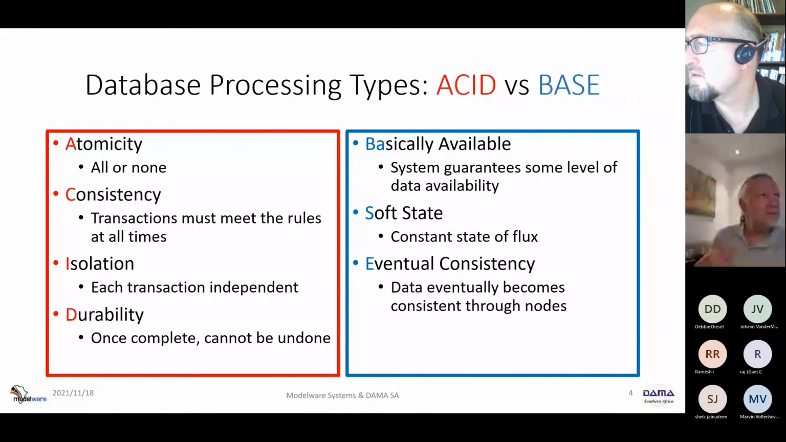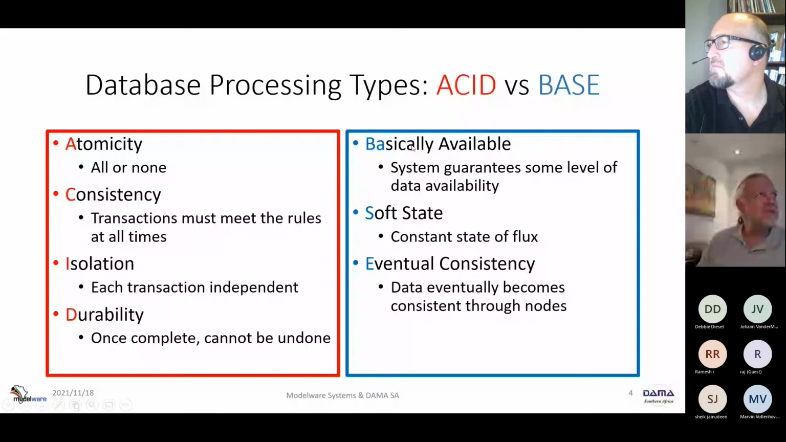We first of all started looking at ACID and BASE, and of course that's where a lot of the changes have come about. We've seen this move from purely ACID, which is our relational databases, to BASE. And that's basically available, soft state, constant state of flux, and eventually consistent.